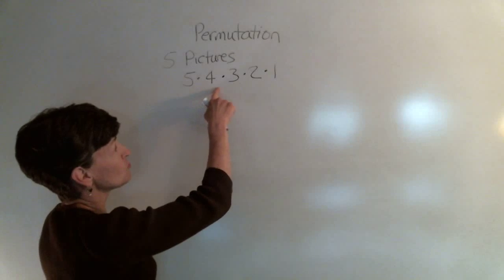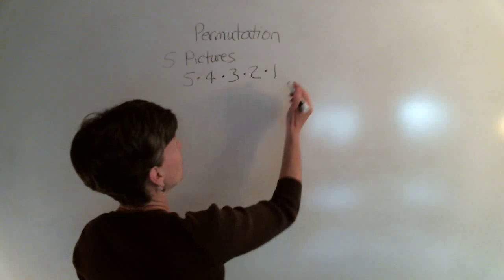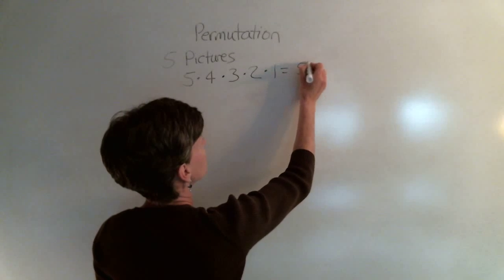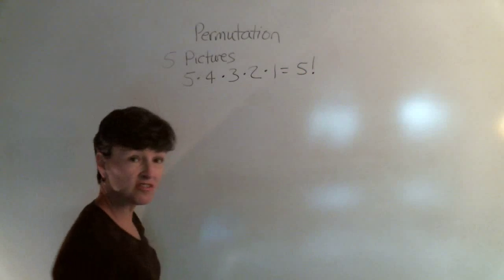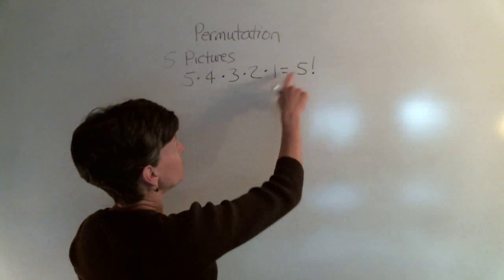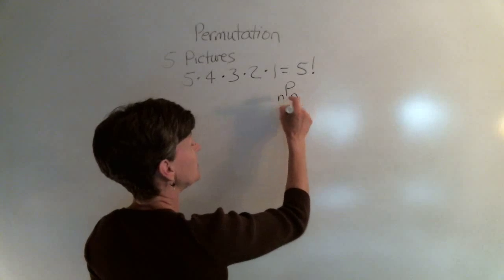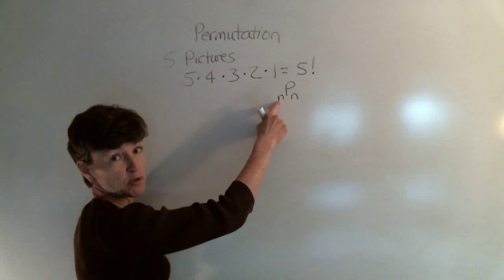Well, it's 5 times 4 times 3 times 2 times 1. An easier way to write that would be 5 factorial. This is called a permutation. It's an ordering of things. 5 factorial is really P(n, n), where n is 5 both times.